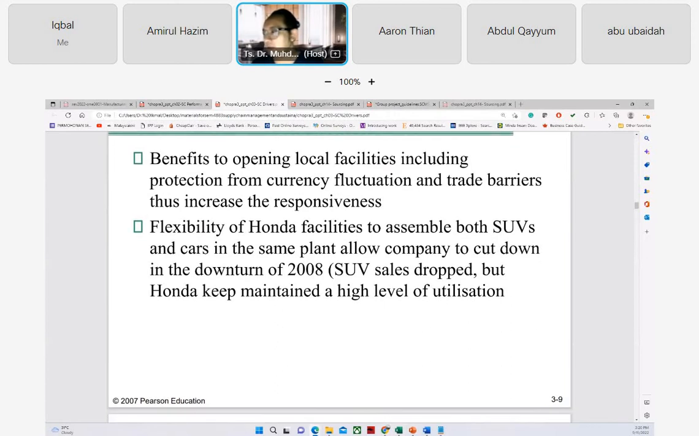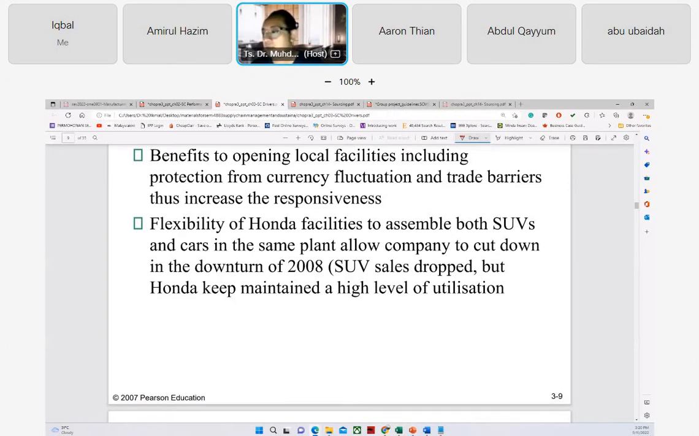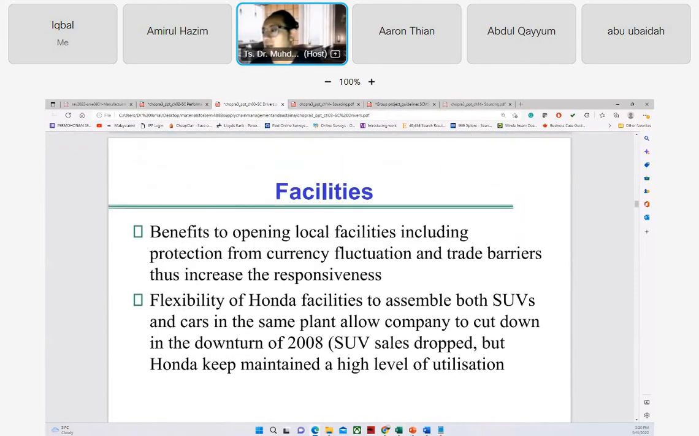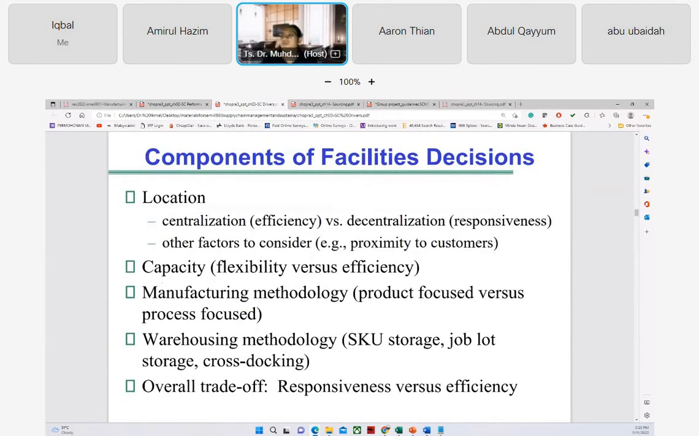So for example, Volkswagen, in one plant they can produce cars. Now they are producing the Tiguan as well as SUVs at the same factory, right? So that's how it goes. How do you want to go for the flexibility? Then the components of facilities decision: the location, the capacity, the manufacturing methodology, warehousing methodology, and overall trade-off. So how do you want to make the trade-off of responsiveness versus efficiency.